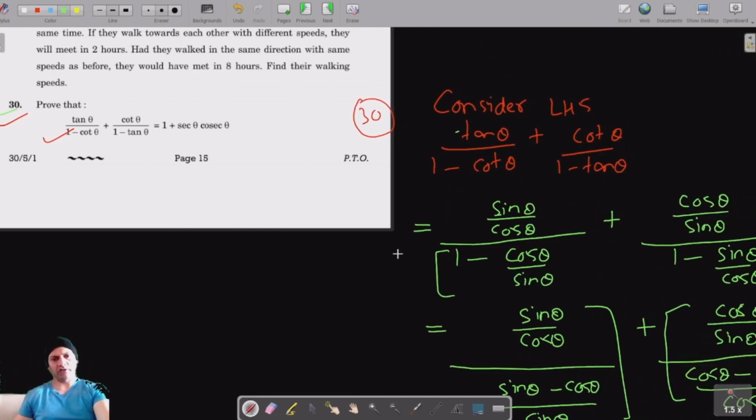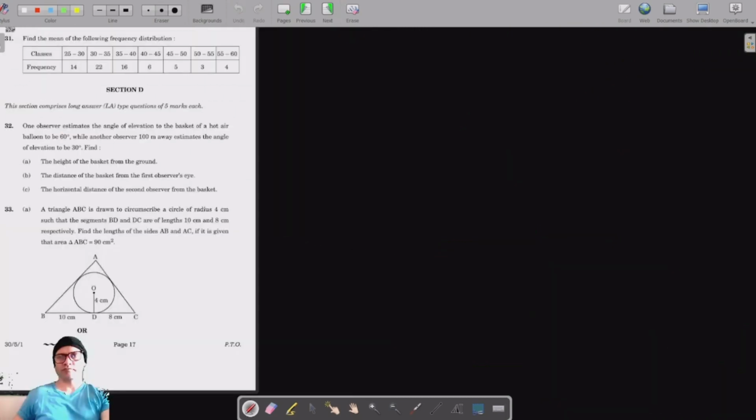Let's move on to the next question. For question number 31, we are to find the mean of the following frequency distribution. Let's write down the given information in tabular format.